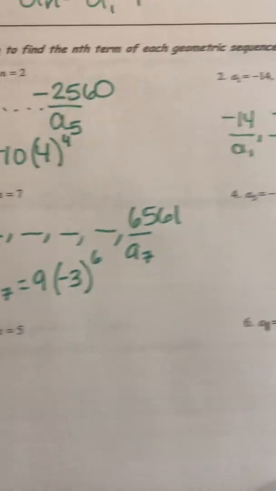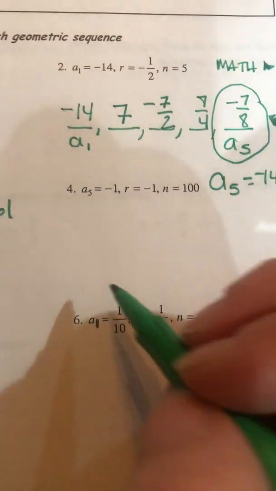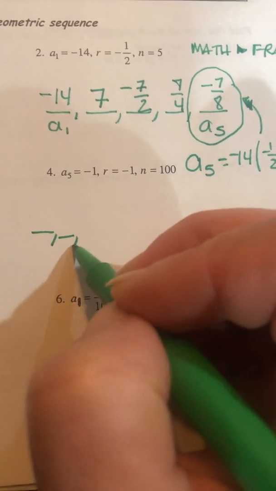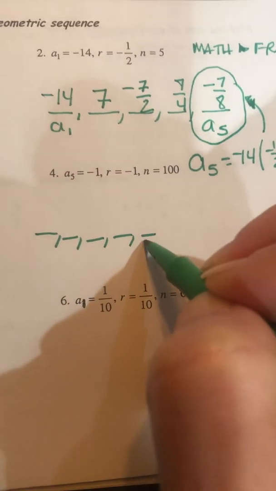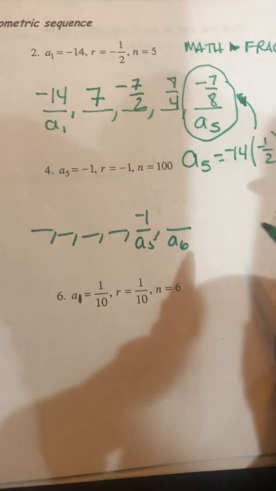And onwards we go, right? Like sometimes you can figure them out in your head. Like this one, you probably could. It says the 5th term is -1, so it's a little weird. 1, 2, 3, 4. The 5th term is -1. The common ratio is -1.